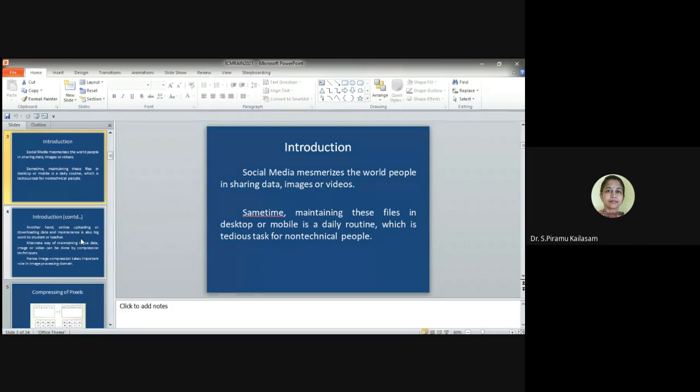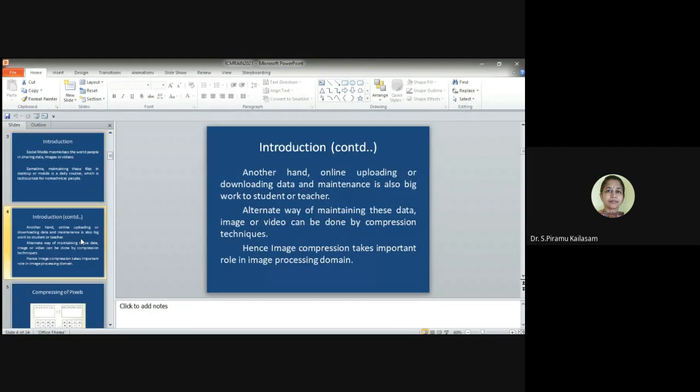Introduction to this paper. Social media mesmerizes people around the world in sharing data, images or videos. At the same time, maintaining these kinds of files on desktop or mobile is a daily routine, which is a very tedious task for non-technical people. To avoid this, we want to do some kind of compression. On the other hand, online uploading or downloading of data and its maintenance is also a big job for students and teachers. An alternative way of maintaining this data, image, or video can be done by compression techniques. Hence, compression techniques still take an important role in the image processing domain.